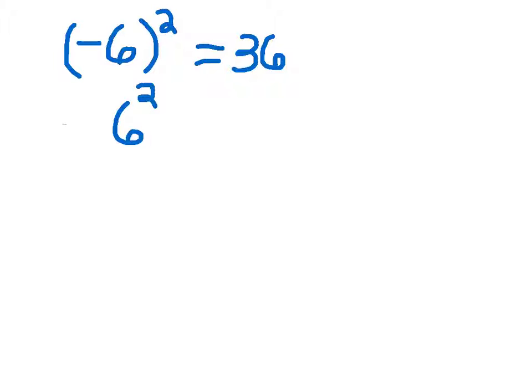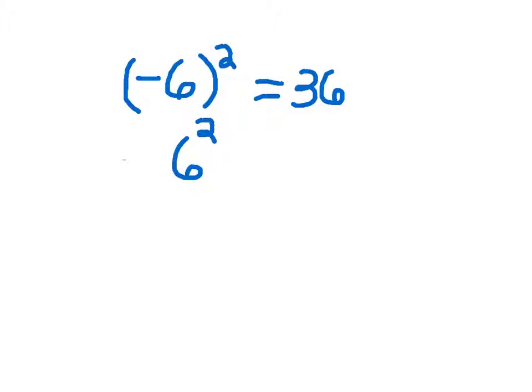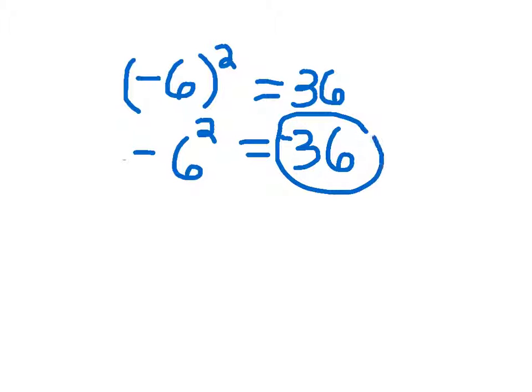Well, that is 36. When I take the opposite of that, I get negative 36. So you read this problem as negative 6 squared, whereas this one is the opposite of 6 squared. If you wanted to, you could think about the parentheses going around just that number, because you're doing 6 squared first and then taking the opposite of it.